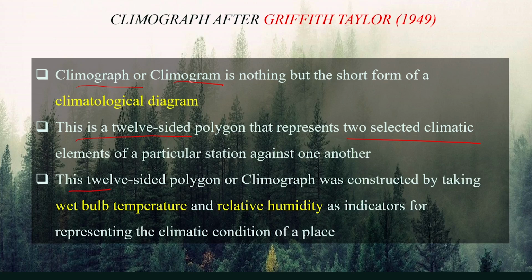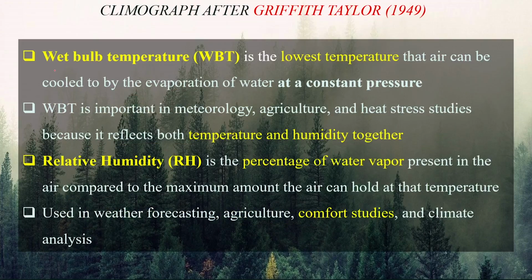The first one is wet bulb temperature, and then he used relative humidity against it. So, these two are the main factors that helped him to understand the suitable location for the human population. Next, we will see what is wet bulb temperature.